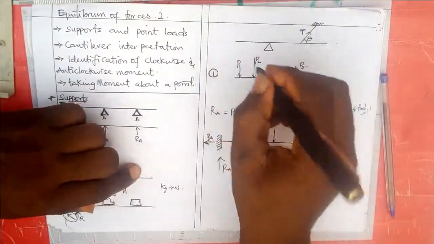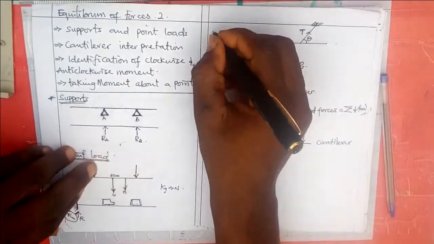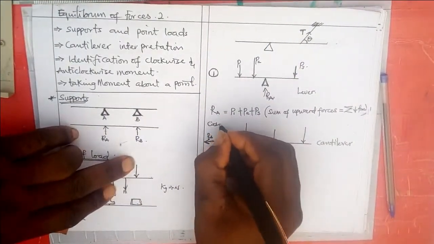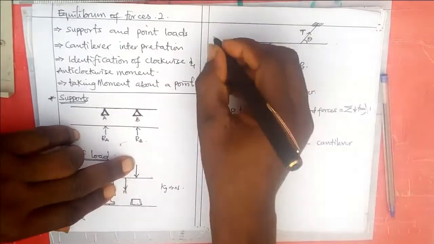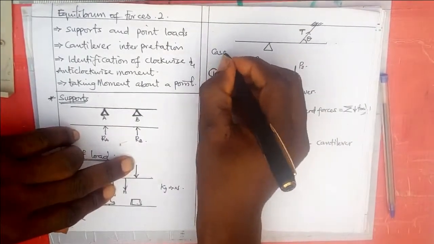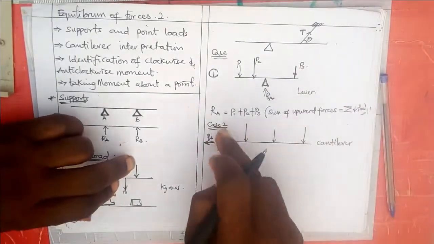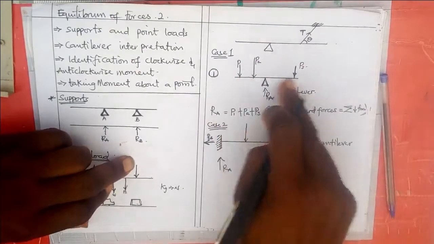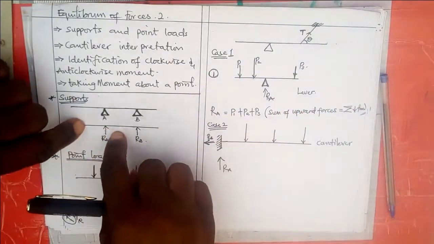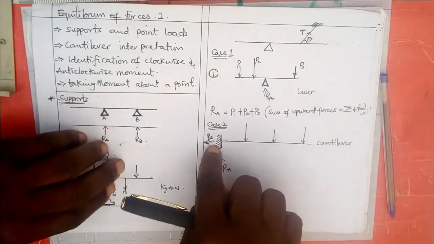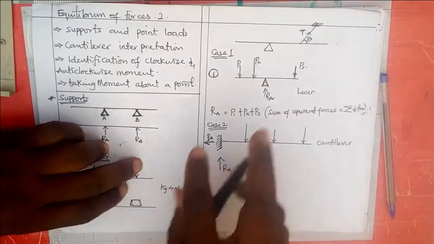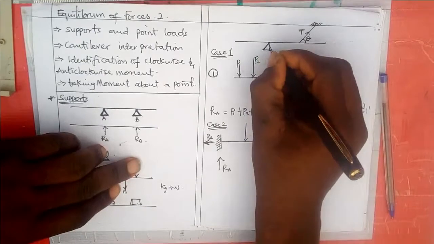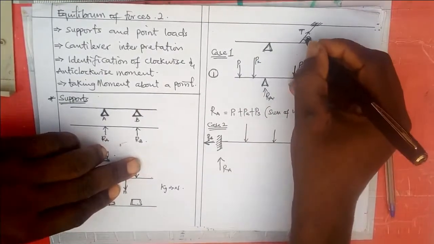Another type of load you can have is in the case of case 3. So we have case 1 here, lever. Case 2, cantilever. Case 1, we have a lever or simple support, which I have explained here. Case 2, we have a cantilever. And case 3, we have a fulcrum here, or a support here, and we also have a tension.